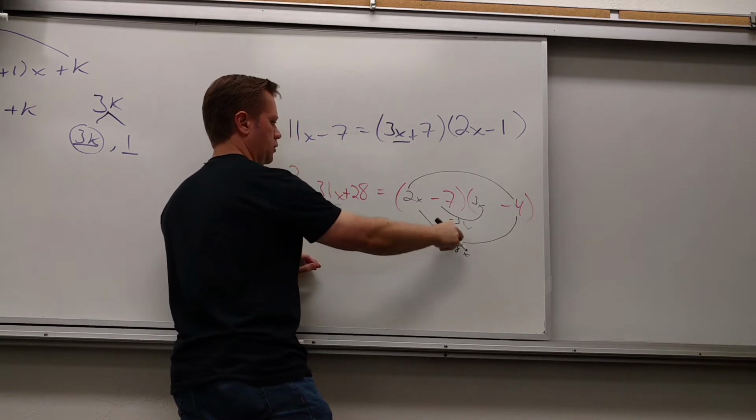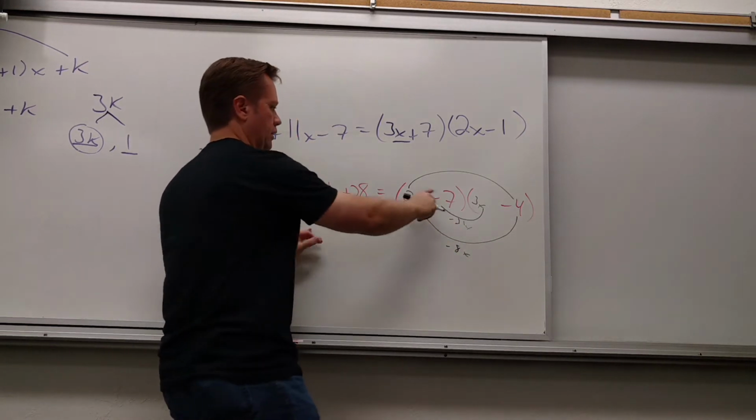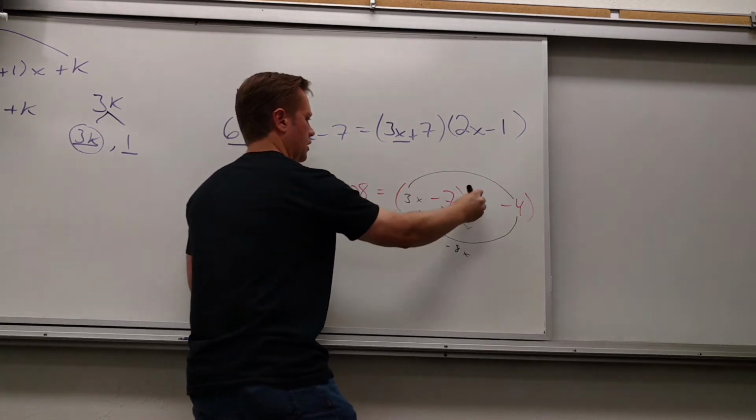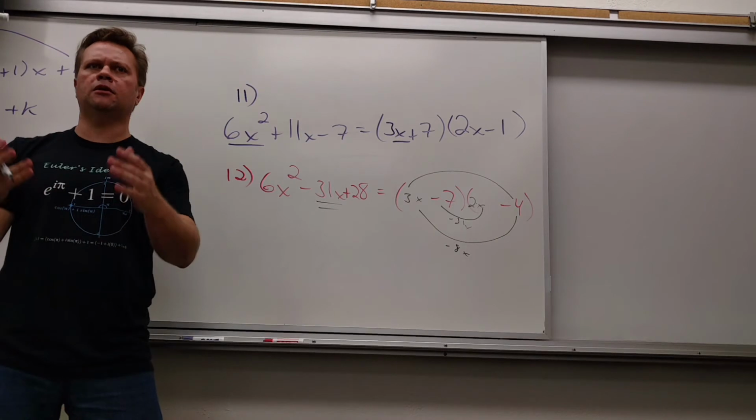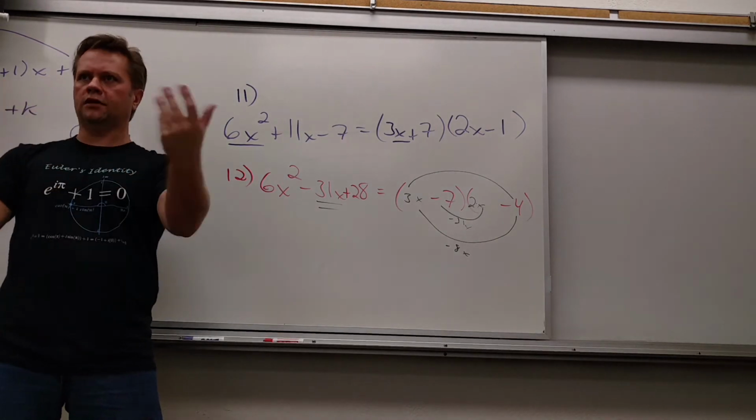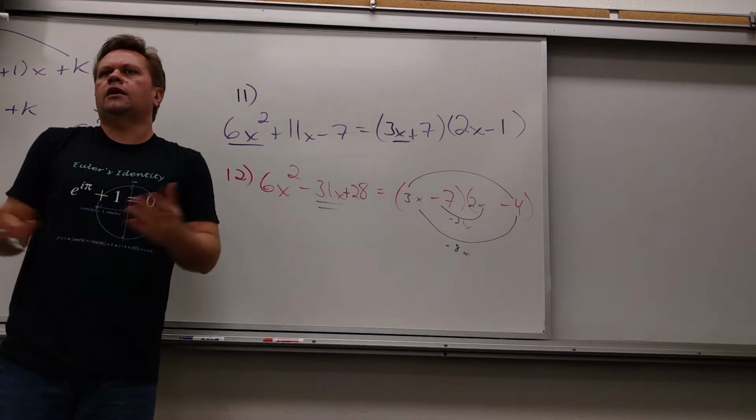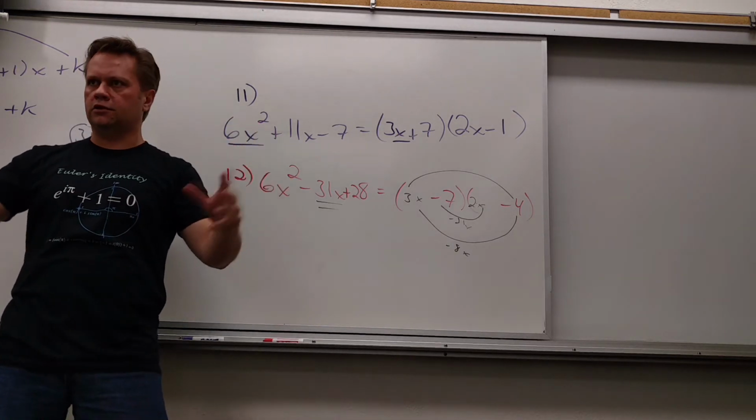Does that make 31? No. So that can't be it. Maybe it's 3 and 2 instead. Do you guys see where I'm getting my guesses from? I mean, it's got to be 3 and 2, or 2 and 3, 6 and 1, or 1 and 6. There's only 4 things to try. So that's perfectly valid for those problems. It's just the guess and check.